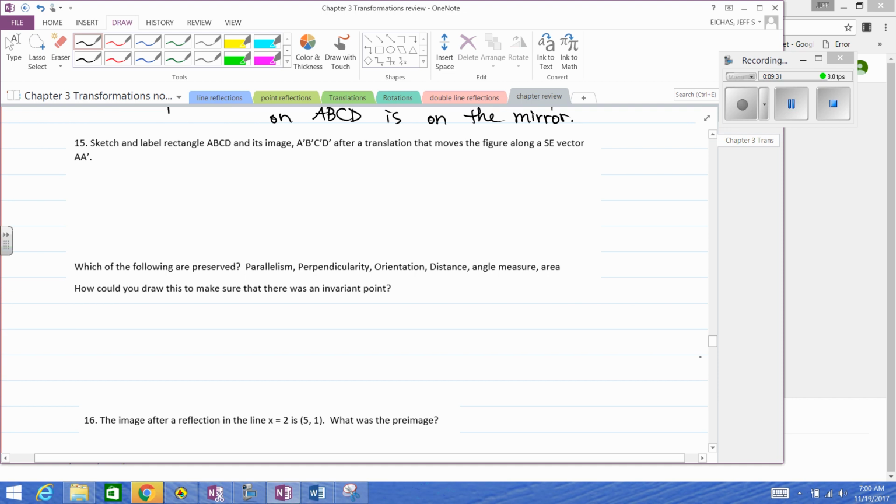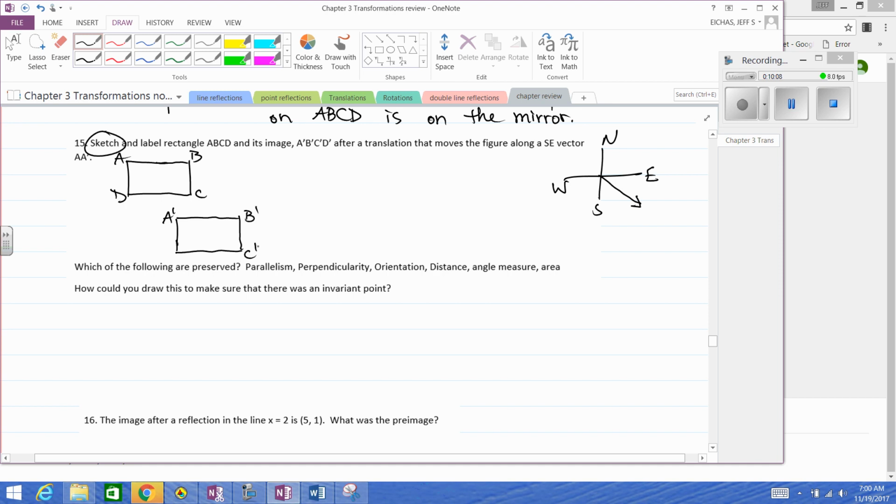Sketch and label a rectangle and its image. Sketch, again, is a little more relaxed. It's not perfect. A southeast direction, okay, that's pretty mean. So this is east, this is south, if we agree here that the compass looks like this. Southeast would be in that direction. So let's try to move in that direction here. That looks decent, right? So we'll call this A, B, C, D, A prime, B prime, C prime, D prime.